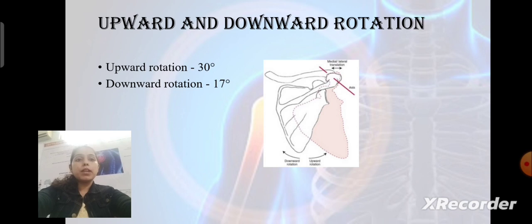Next is upward and downward rotation. Upward rotation shows a degree of 30 degrees and downward rotation in this joint is 17 degrees.